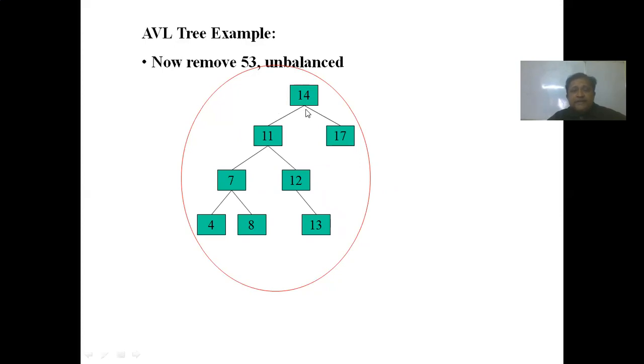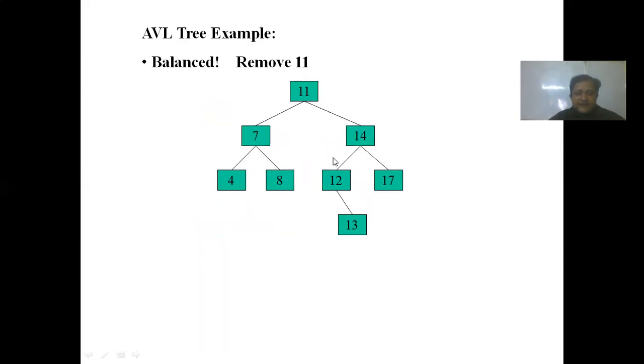So we have to check the balance factor. When 14, the root node, is causing the imbalance, we have to just rotate right, and 14 will become the right child of 11, and 12, the right child of 11, will become the left child of 14, and 17 will stay as it is. 12 has become the left child of 14, 17 stays as the right child of 14, like this. Now we have to remove 11.